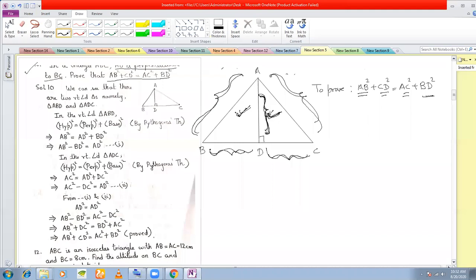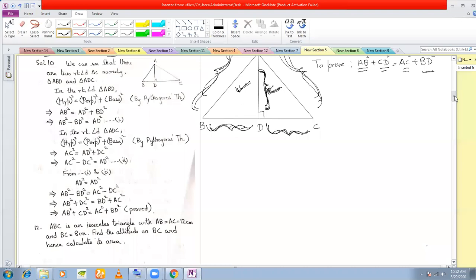So we are going to use this to prove our statement, because this side is involved, this side is involved, this side is involved, this side is involved. In fact, two sides of the two right angle triangles are involved, and the third side is the common side. So we are going to utilize the fact that AD is the common side of the two right angle triangles. That actually gives a relation between the two right angle triangles.